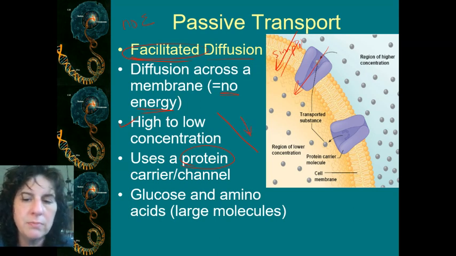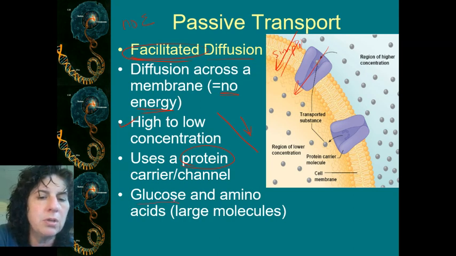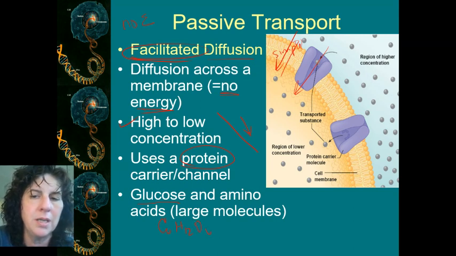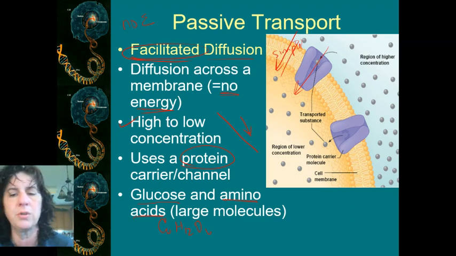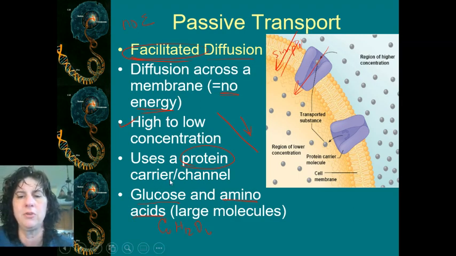Larger molecules, like I said, some charge sometimes. So glucose is a larger molecule. Remember, it's C6H12O6. So it's a fairly large molecule. It's going to need a little bit of help. It can't just sort of flow through there. Charged things that have a charge. Amino acids are the basic structure of a protein. They're also pretty large, so they're going to have to use this facilitated diffusion.